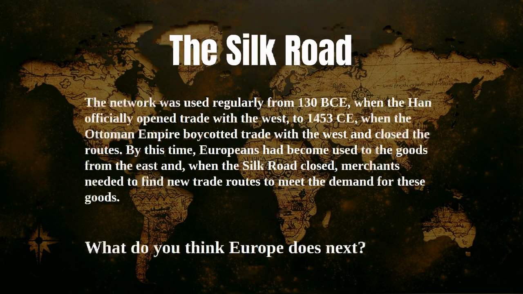The network was used regularly from 130 BCE, when the Han officially opened trade with the West, to 1453 CE, when the Ottoman Empire boycotted trade with the West and closed the routes. By this time, Europeans had become used to the goods from the East, and when the Silk Road closed, merchants needed to find new trade routes to meet the demand for these goods. What do you think Europe does next?